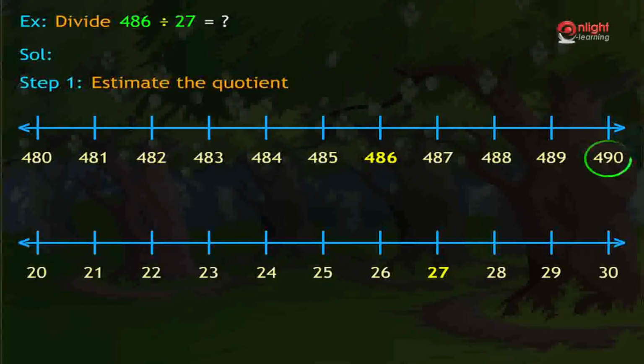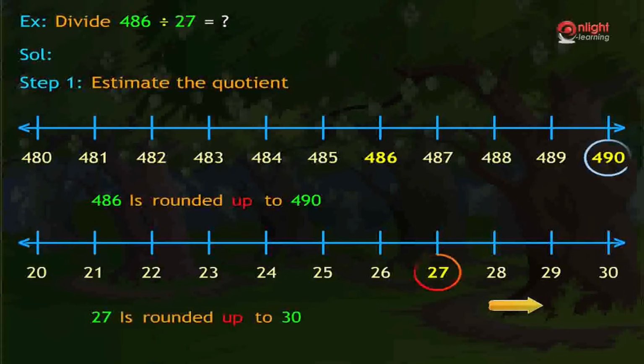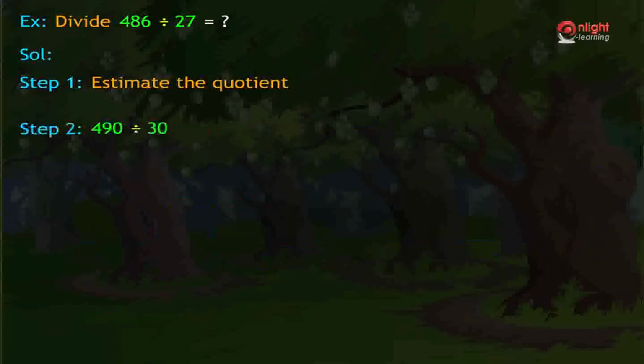486 is closer to 490. So we round off 486 up to 490, and 27 is closer to 30. So we round off 27 up to 30. So now we divide 490 by 30. Both 490 and 30 have 0 in the ones place. So cancelling them, we have 49 by 3.